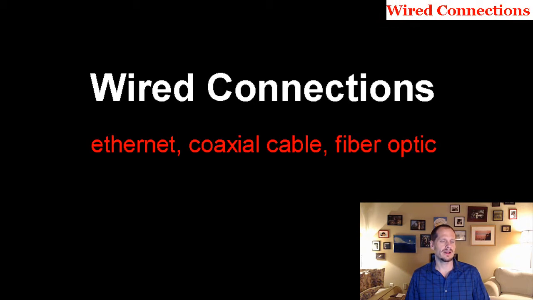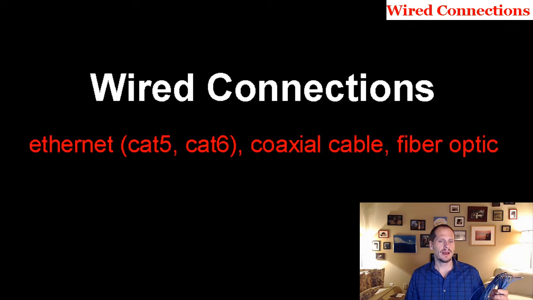If we're going to connect our devices with wires, there's really three types of wires that we can use. And those three types are Ethernet, coaxial cable, and fiber optic. We're going to talk about Ethernet first. And Ethernet is sometimes also referred to as Cat5 or Cat6.